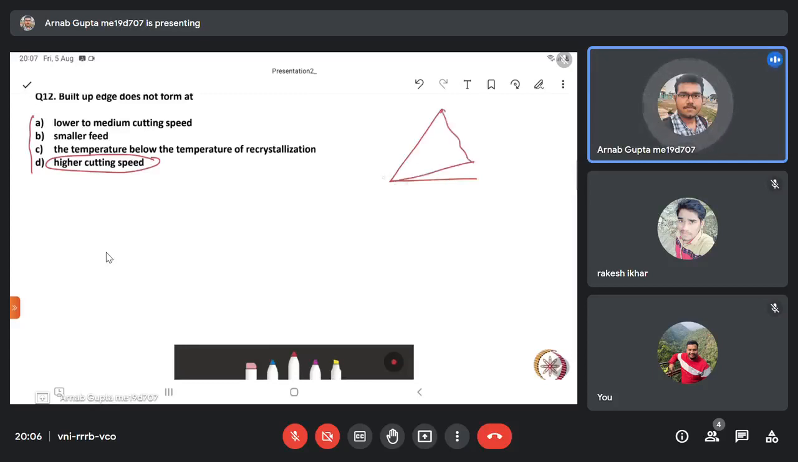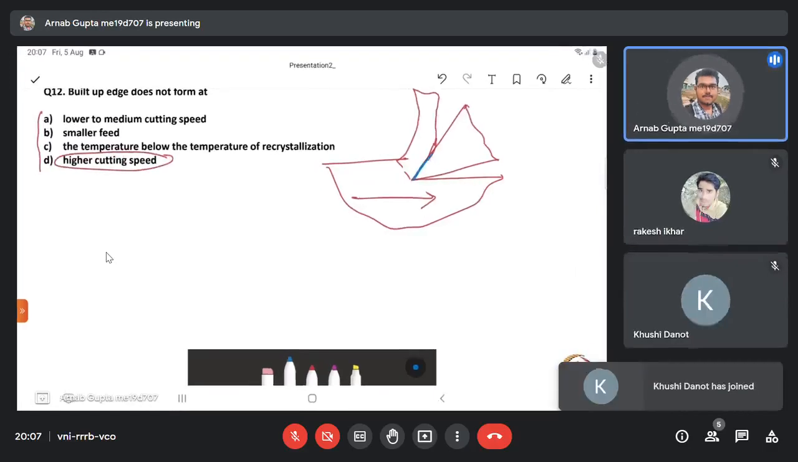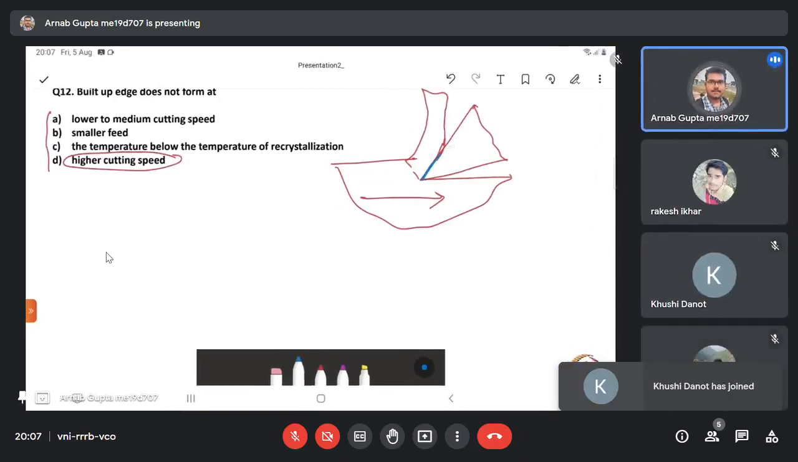This is my tool, my material, and the chip flow is happening in this manner. If you have a very high cutting speed, you are reducing the interaction time between this particular chip and this tool, and also in this portion. As you reduce the time of interaction, the probability of the weldments occurring here, which is basically BUE or built-up edge, also reduces.